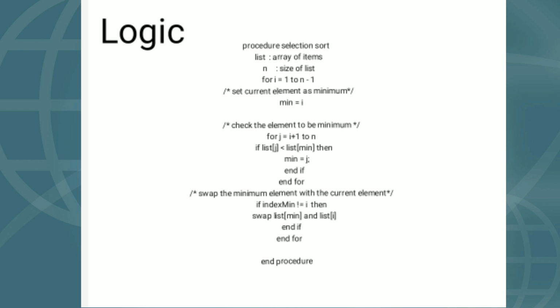So this logic can be explained easily as: first we consider the first element of the array as the index element and it gets compared with the remaining elements in the array. When we get the least element in the array, it gets swapped with the first element and the process repeats. So we get a sorted array from the unsorted array using selection sort.